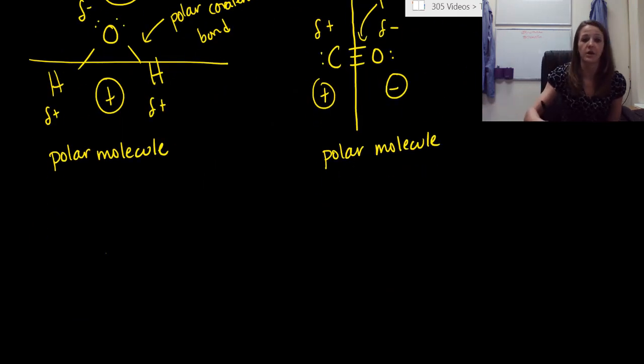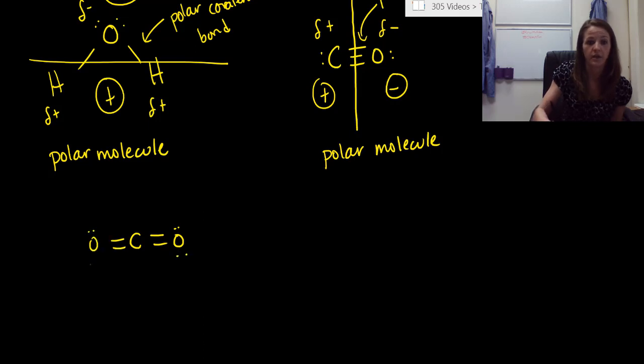For the next example, I want to do carbon dioxide. So we have a carbon in the center, oxygen on the outside, same thing on this side. Okay, label your electronegative atom. It's oxygen again. So this is negative.